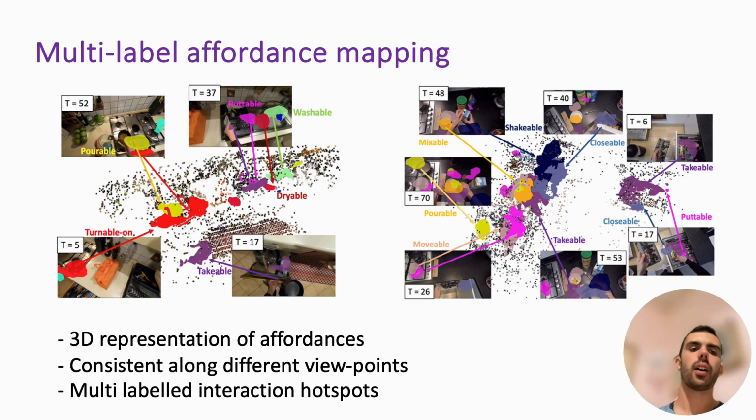Our approach allows a multi-label affordance mapping, which creates a 3D representation of the different affordances, which are also consistent along different viewpoints. As we can see here, the cupboard is closable at different time steps, and also we obtain multi-label interaction hotspots at different levels.